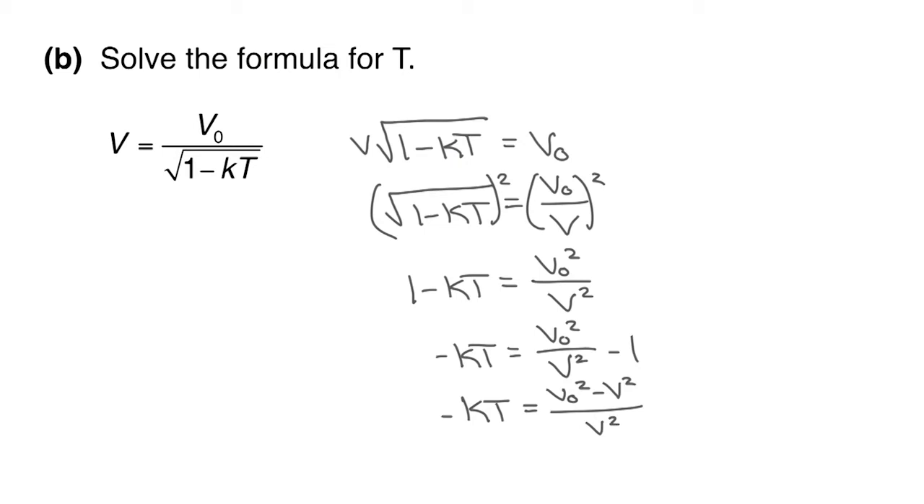Finally, to completely isolate T, we'll divide both sides of the equation by negative K. So we have T is equal to V naught squared minus V squared, all divided by negative V squared times K. Note that we can also write this by multiplying both the numerator and denominator by negative 1. We can write this as T is equal to V squared minus V naught squared, all divided by V squared times K.